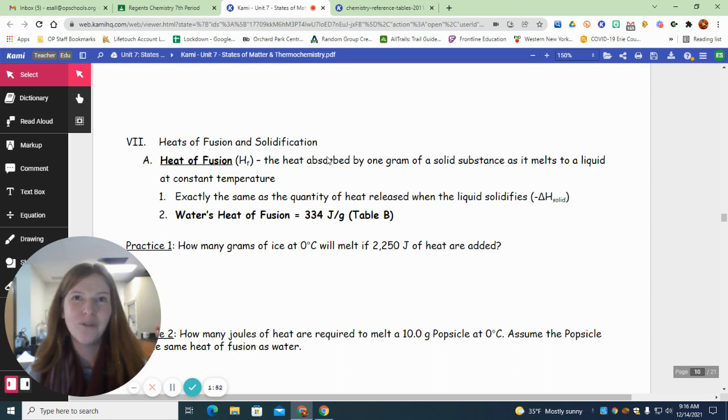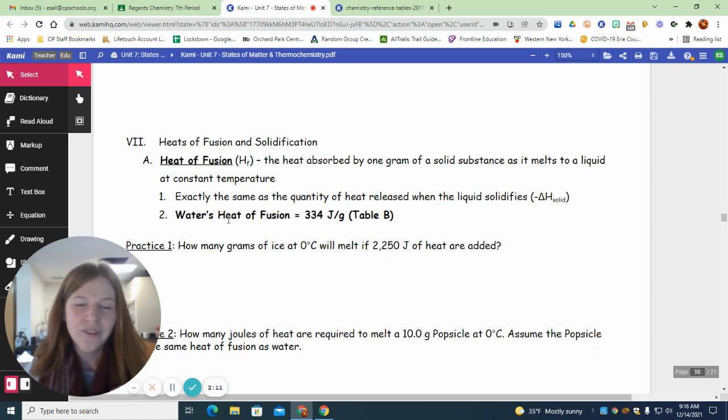Melting, you are going from a solid to a liquid. That is endothermic because you have to absorb heat in order to melt. Freezing, you are slowing your particles down to get from liquid to solid, so you have to lose energy. So that is exothermic. Maybe I did say that right. Anyway, you know what I mean.